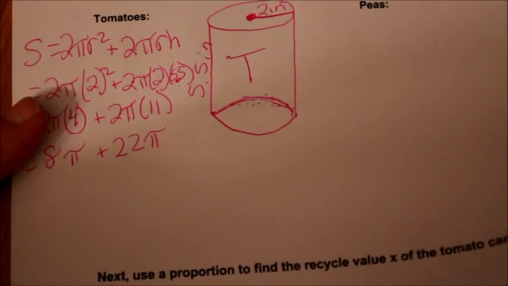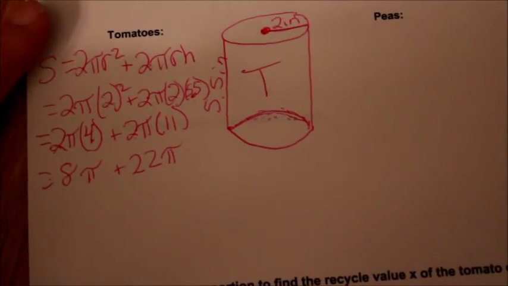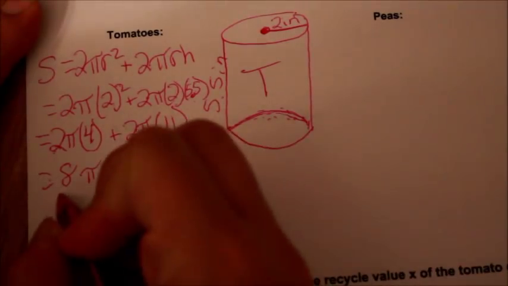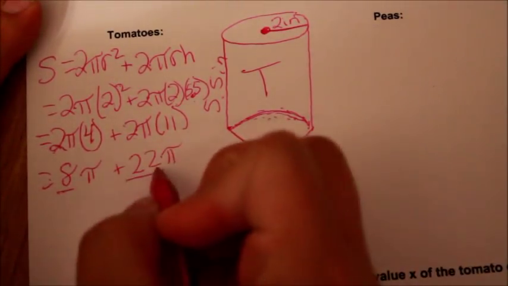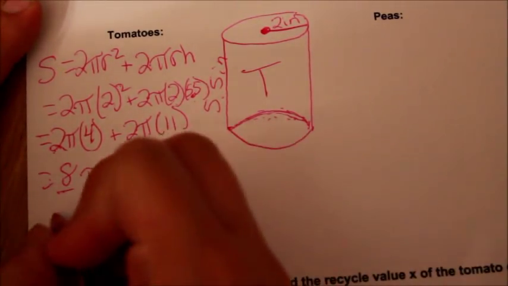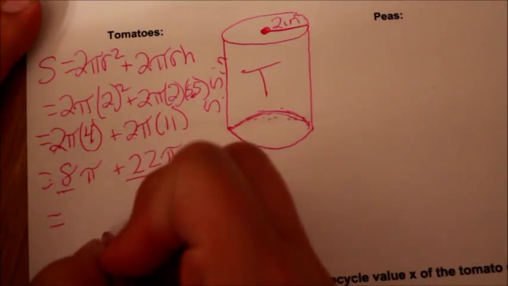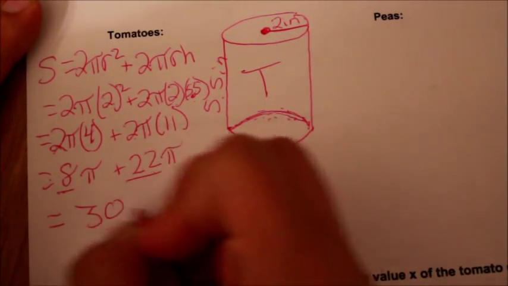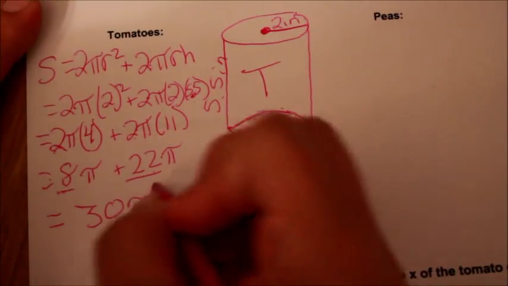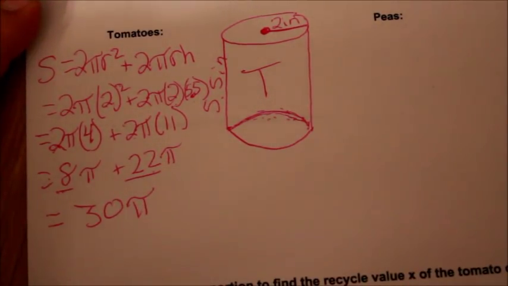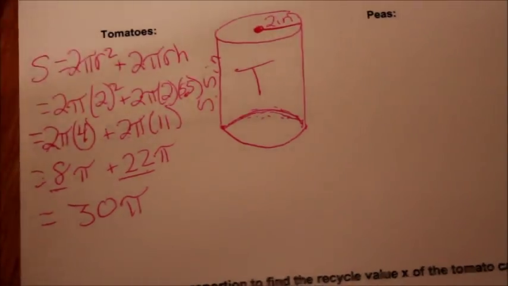Now, both are multiplied by pi, so we can combine these two coefficients. 8 plus 22 is going to be 30 pi. We're going to leave it in that form for right now because it's going to be a little easier for the next step.